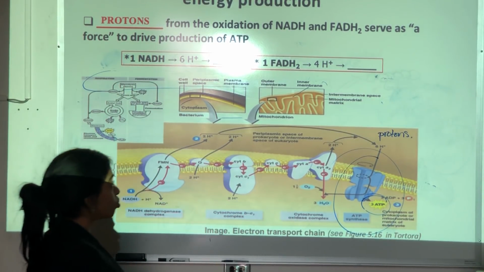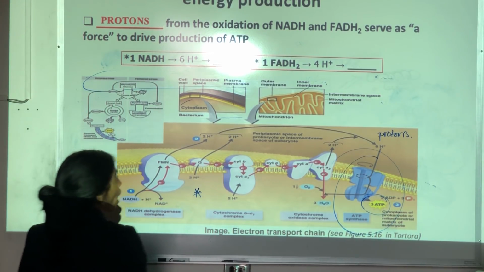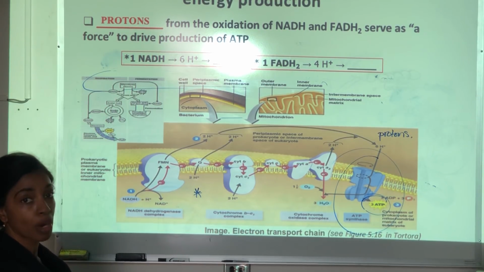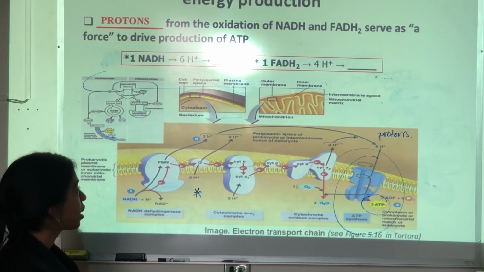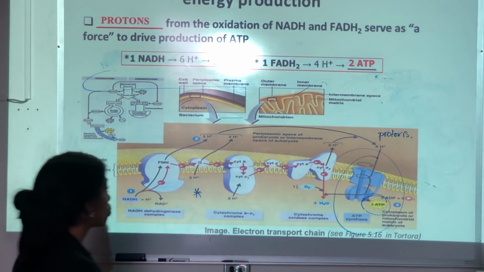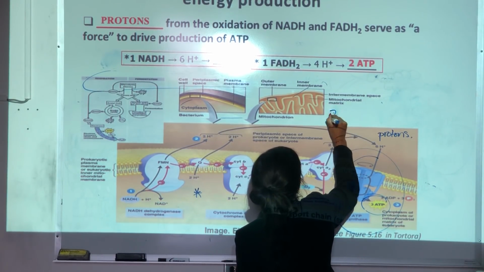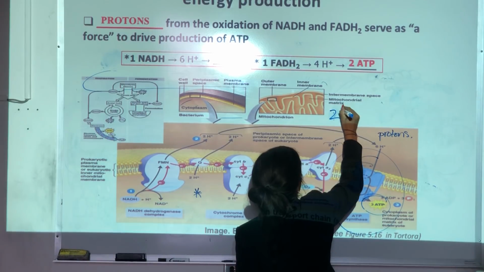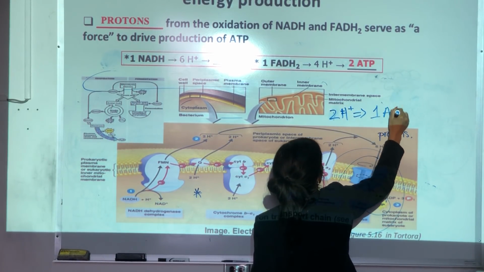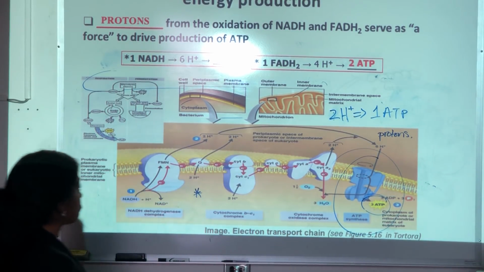All right, but FADH2, remember, it starts a little bit later. It starts somewhere around here. And when FADH2 comes to the chain, 4 protons are pumped on the outside. So instead we get less ATP on the inside, only 2 ATP. All right, so the rule is, again, for every 2 protons, the equivalency will be 1 ATP. So that will be it.